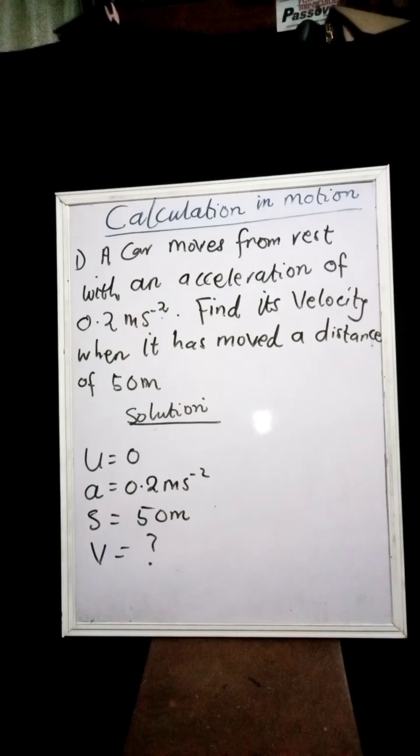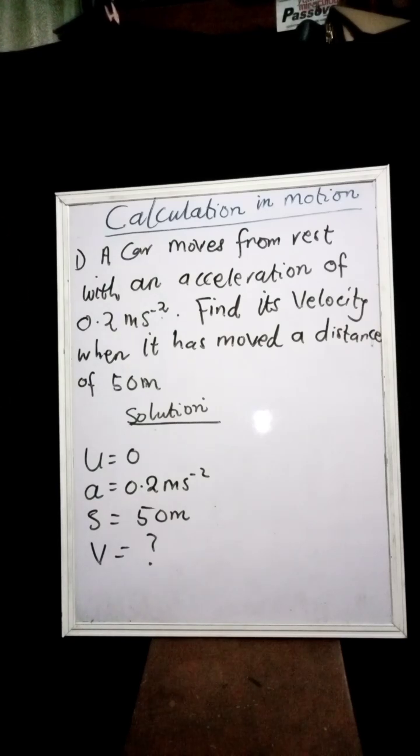One thing we have to note in calculations in motion is that when the motion starts from rest, the initial velocity will be 0. And at the end of the motion, the final velocity is 0. Just note these two things. Initial velocity is 0 when the motion starts from rest, but at the end of the motion, your final velocity is 0.